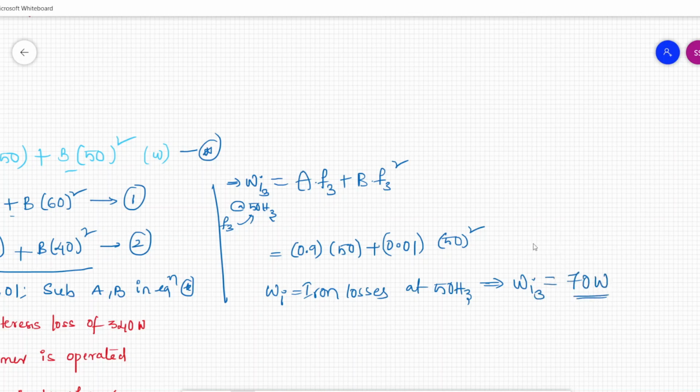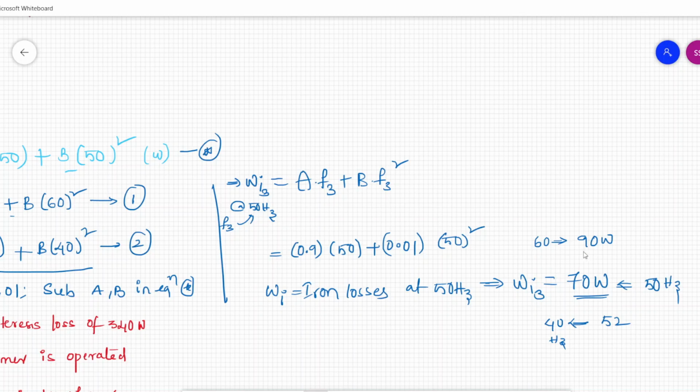Okay, so for 60 Hz it was 90 watts. For 40 Hz it was 52 watts. In between, for 50 Hz, it is 70 watts.